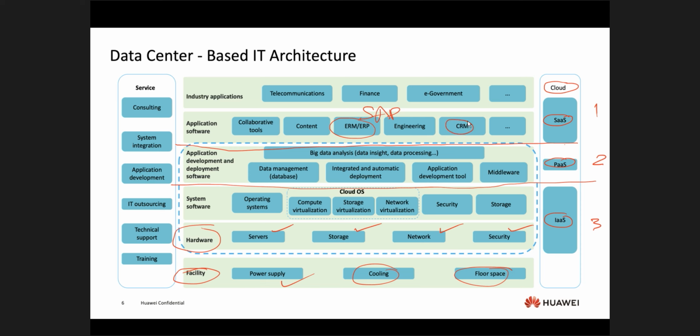CRM, customer relationship management systems, could also be one of them that you would use. So these are just giving you, in a nutshell, an overview of how the data center works, where everything sits in the data center, and really just showing you where things are sitting, right?